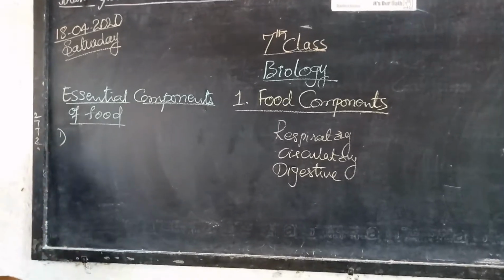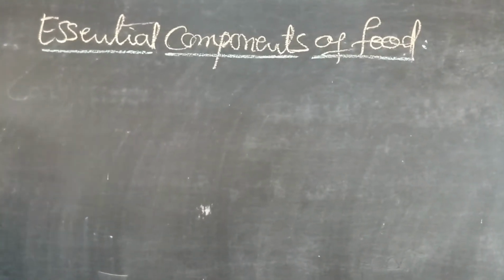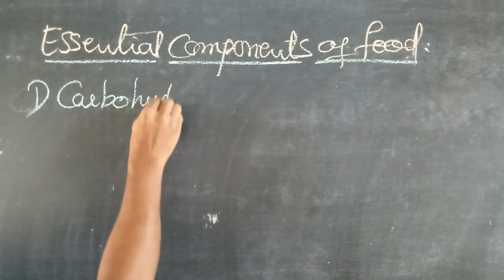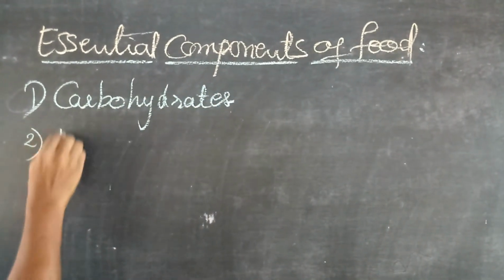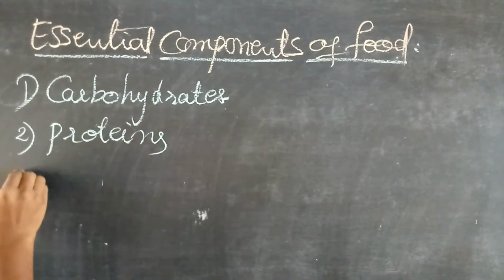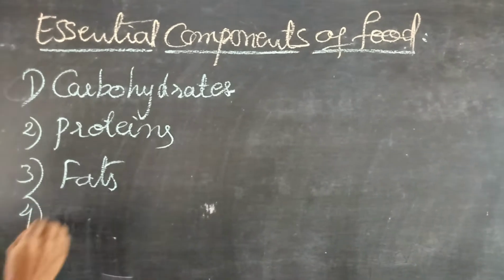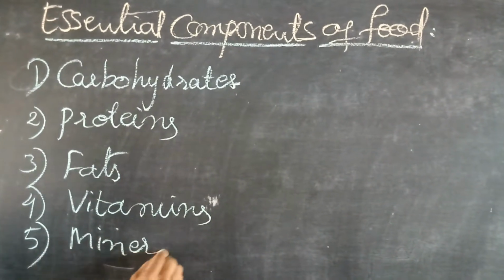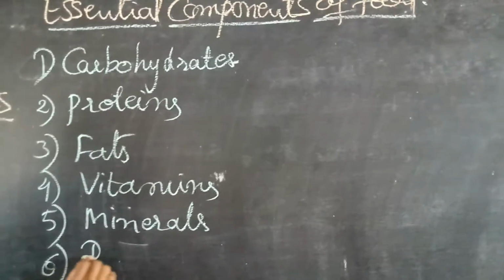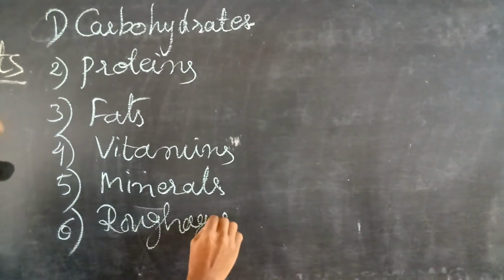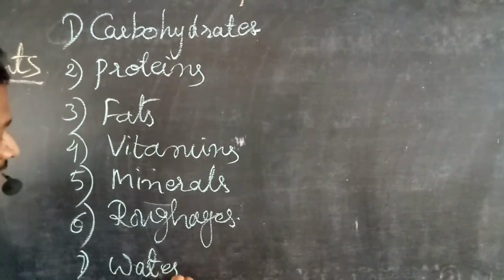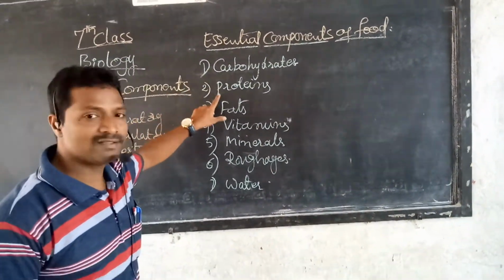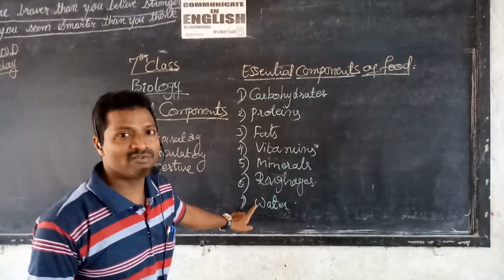First topic, essential components of food. First one, carbohydrates, proteins, fats, vitamins, minerals, roughages, and finally water. These are the essential, very important components of food. What are they? Once again say: carbohydrates, proteins, fats, vitamins, minerals, roughages and water.